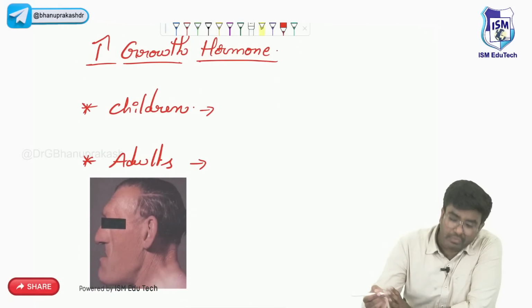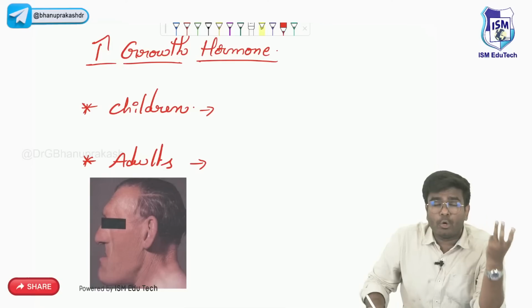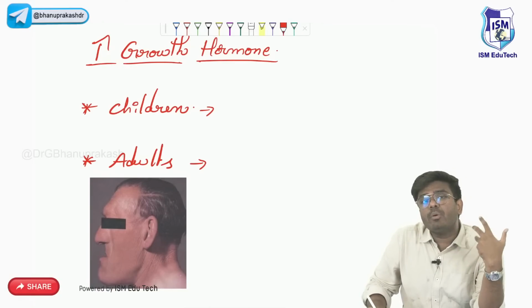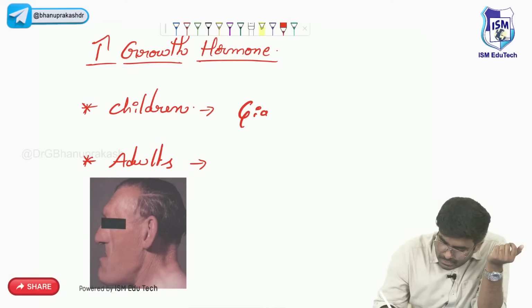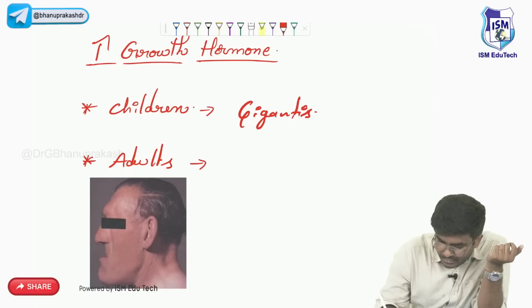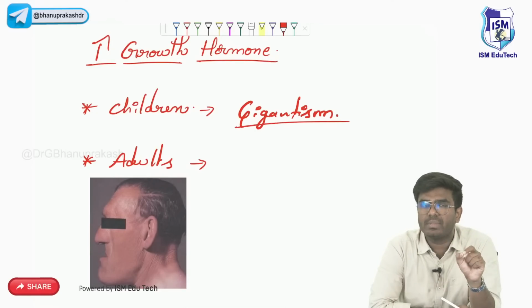Now, if because of some reason like a pituitary adenoma, a child is having an excessive amount of growth hormone, it will cause what? In a child, it causes gigantism. So gigantism is because of the excessive amount of growth hormone during childhood.